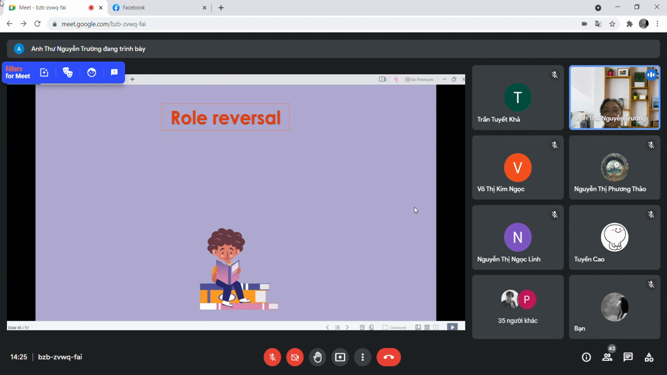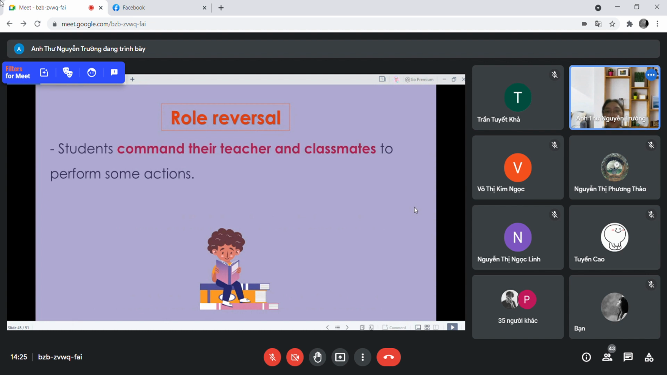Asher said that students will want to speak after 10 or 20 hours of instruction, although some students may take longer. When they are ready to speak, students command their teacher and classmates to perform some actions, as you can see in our demonstrations. Students should not be encouraged to speak until they are ready.